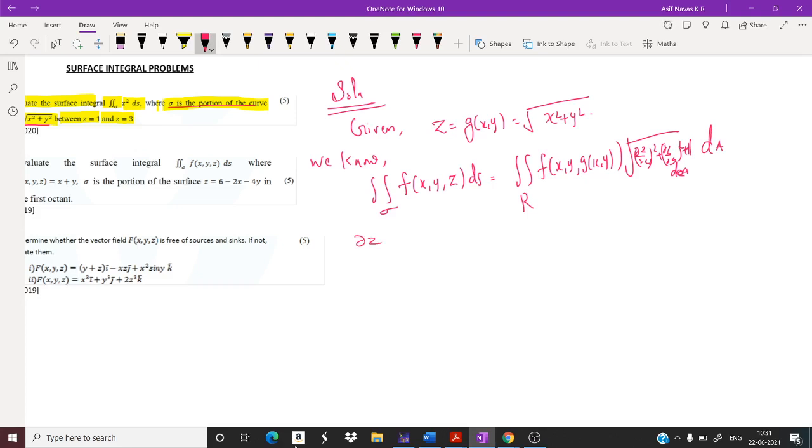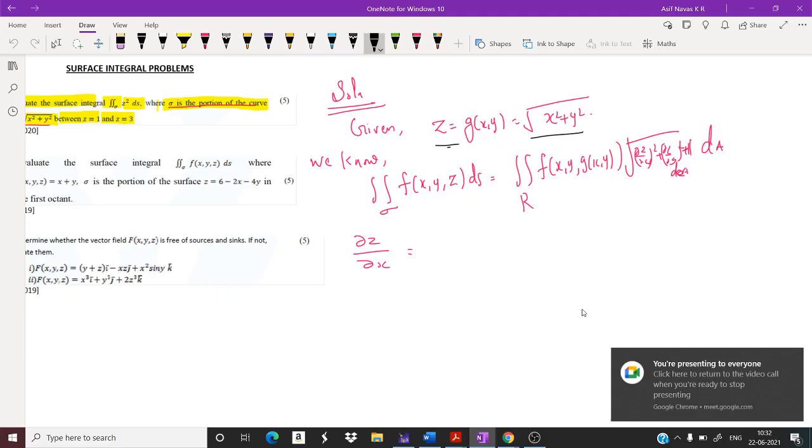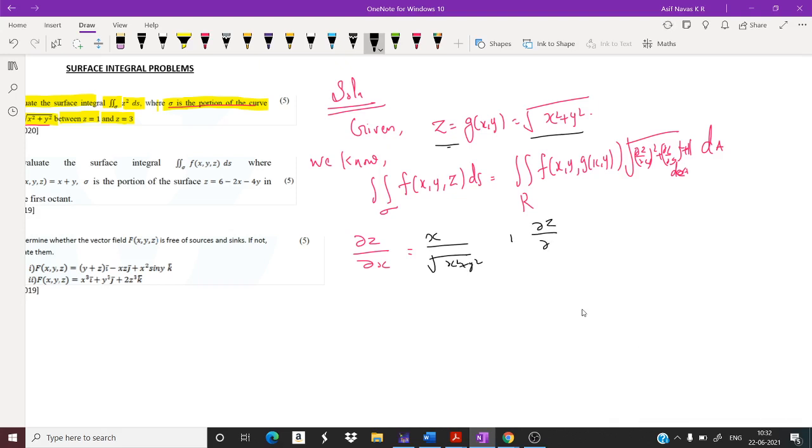Now first we will find what is dou z by dou x. This is z, right? Then what is dou z by dou x? x by root of x square plus y square. Similarly, dou z by dou y is y by root of x square plus y square. Now let us substitute this.